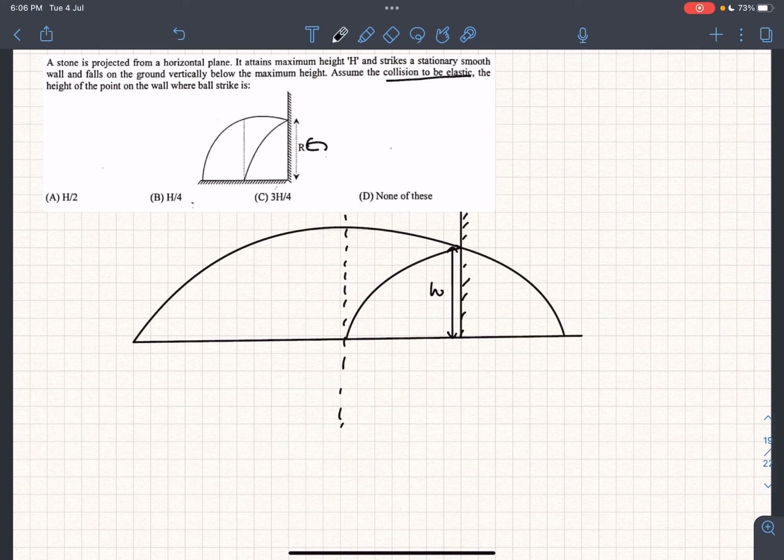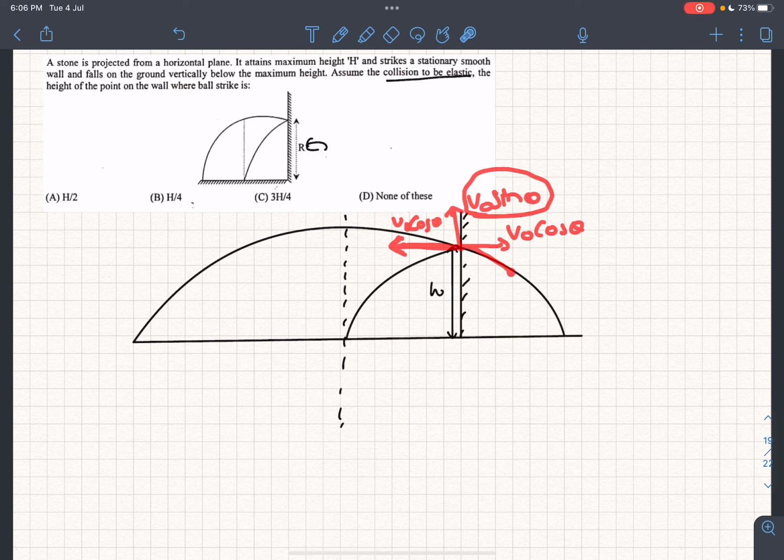But as the collision is elastic, these two parts of the projectile are exact mirror images of each other. Why is it like that? Because at this point, the horizontal velocity was like this, and it is v naught cos theta, right? And the vertical component is v naught sin theta. Now after collision, what will happen? The only thing reversed is the v naught cos theta. The vertical velocity remains unchanged. So as the only component that is changed is v naught cos theta, this part of the motion and this part of the motion will be exactly similar.